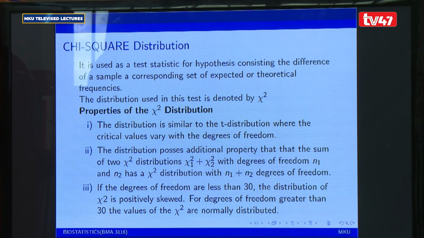If the degrees of freedom are less than 30, the distribution of the chi is positively skewed to the right. And for degrees of freedom greater than 30, the values of the chi tend to behave as a normal distribution. So for degrees of freedom greater than 30, using a chi is equivalent to using a normal distribution.